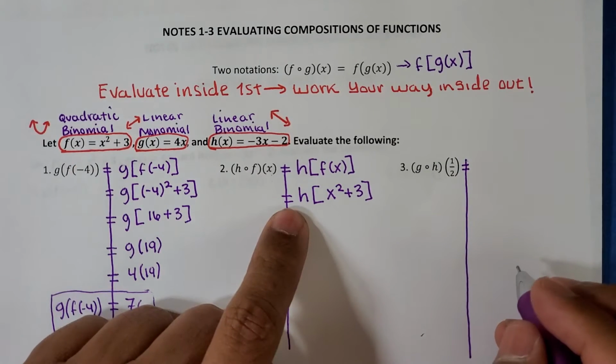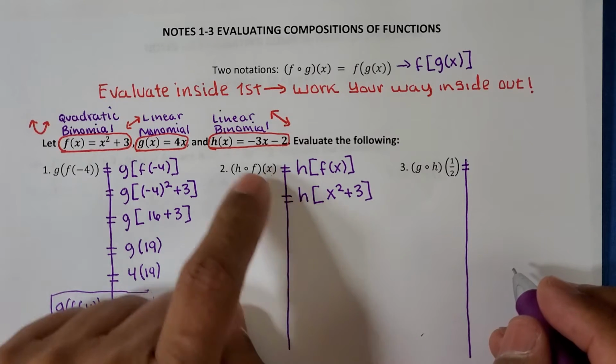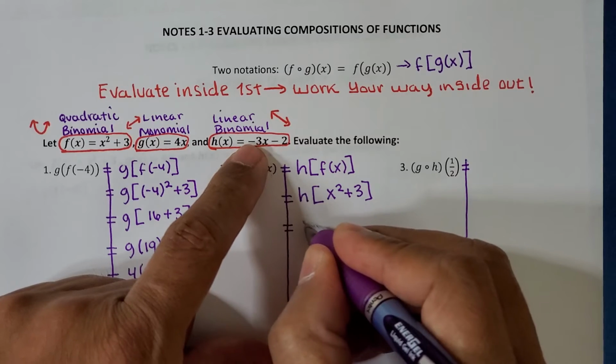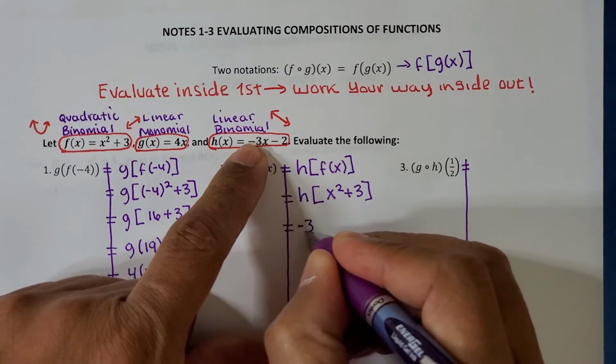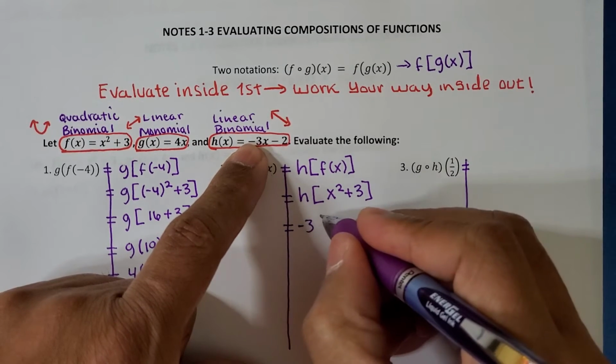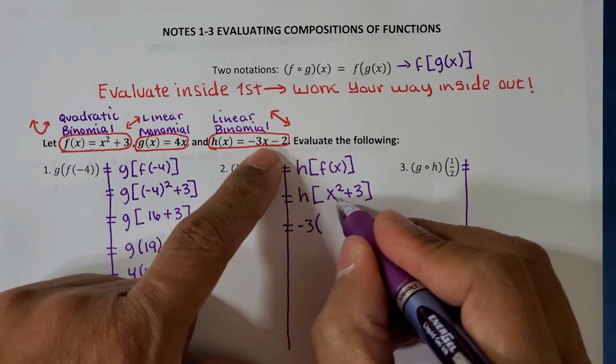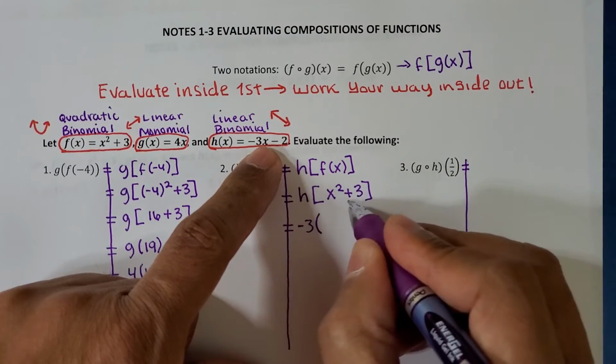Okay, and now what I'm going to do next is I'm going to look at the function h, and I see that there's a -3 outside, -3 in front of the x, so I'm going to have a -3. Okay, and then I'm going to use parentheses, and then I'm going to replace this x with x squared plus 3.